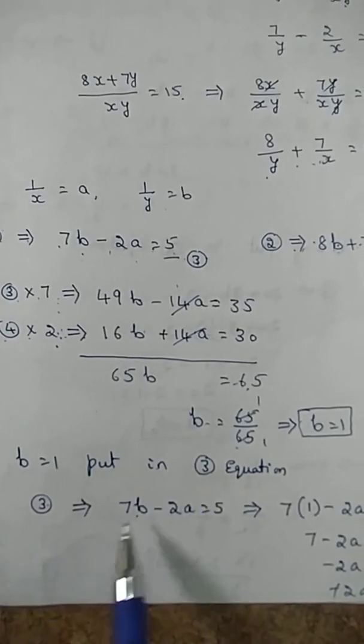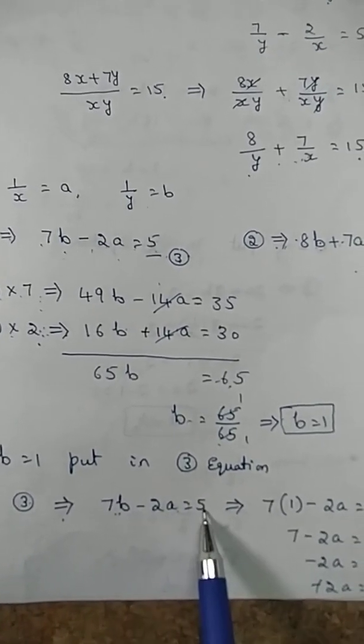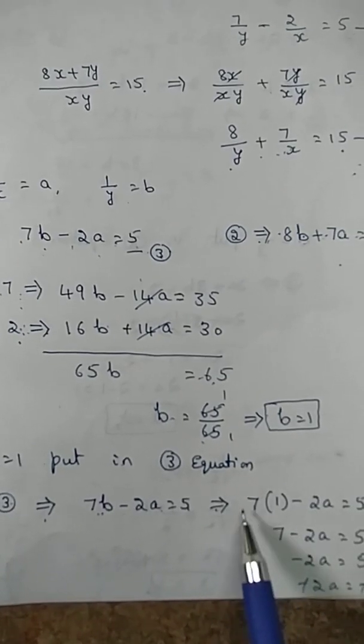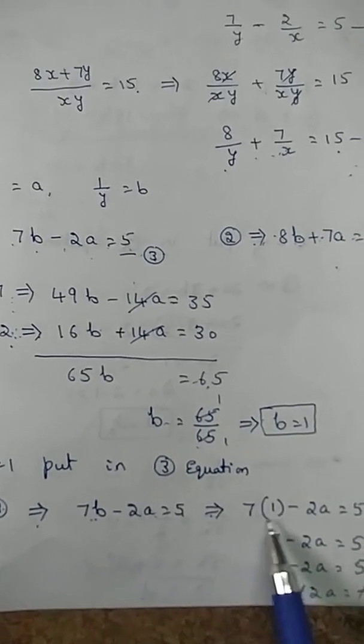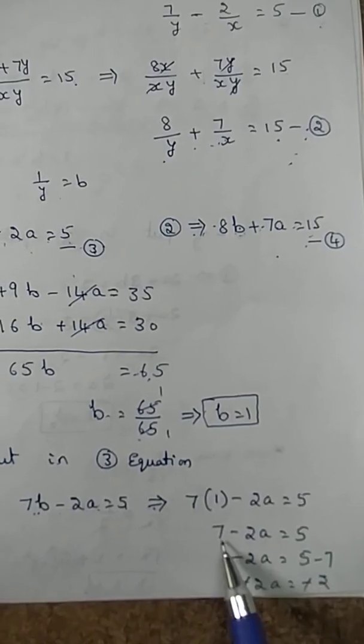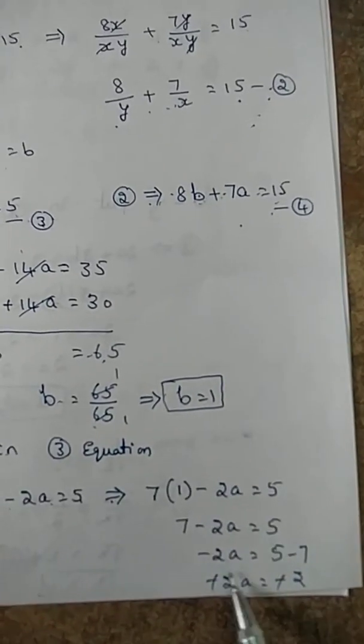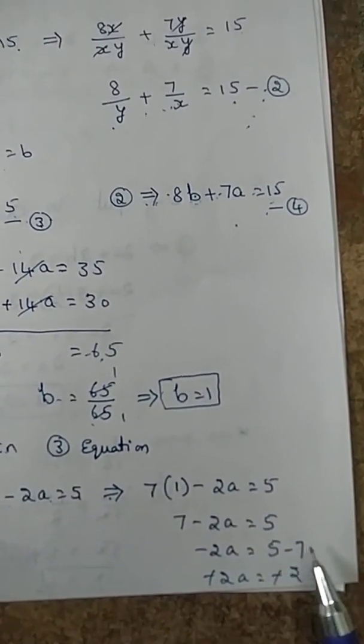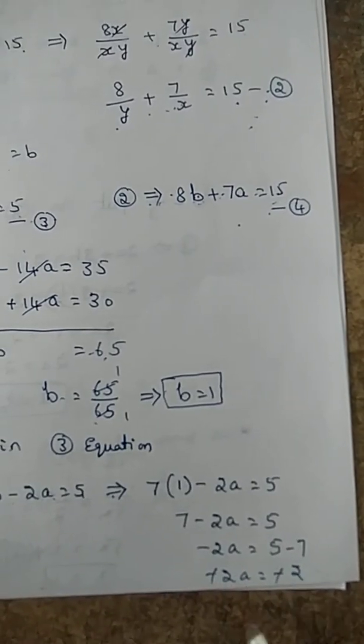The third equation implies 7b minus 2a is equal to 5. In the place of b we are substituting 1. 7 into 1 minus 2a is equal to 5. 7 ones are 7, minus 2a is equal to 5. Minus 2a is equal to 5 minus 7. 5 minus 7 is minus 2. Minus 2a is equal to minus 2. Minus, minus cancel. a is equal to 2 by 2.